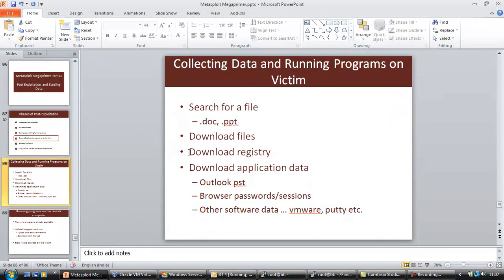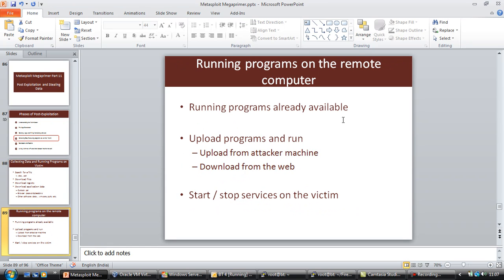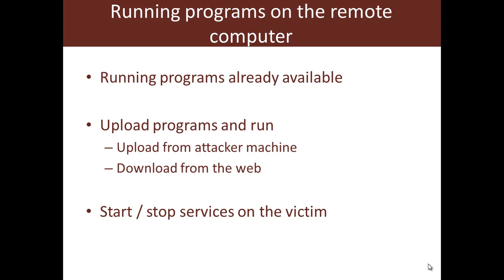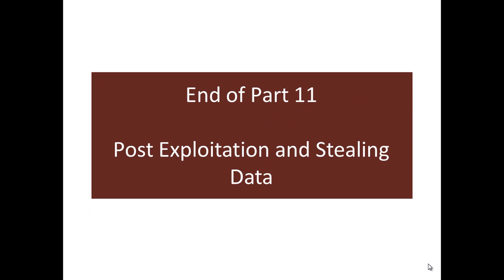So going back to our presentation, we've looked at how to download different files remotely, and we've also looked at how to upload programs and run them on the victim computer. The example we took right now was firepassword.exe. So that's all for part 11. I think stealing data is quite simple. The only thing I wanted to touch upon is downloading the browser configurations like usernames and passwords.